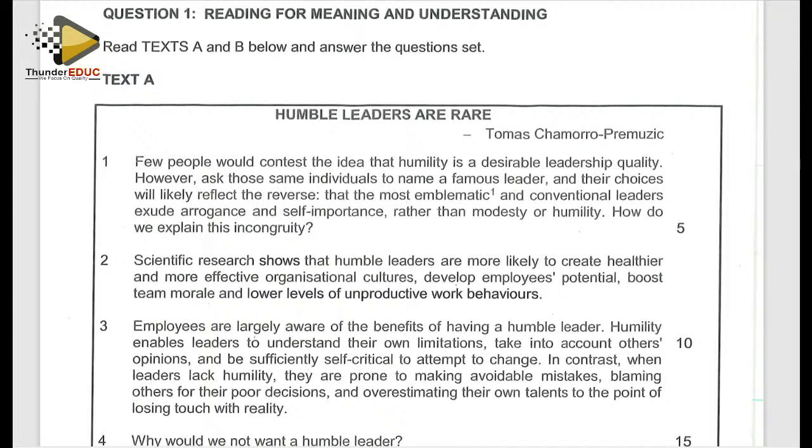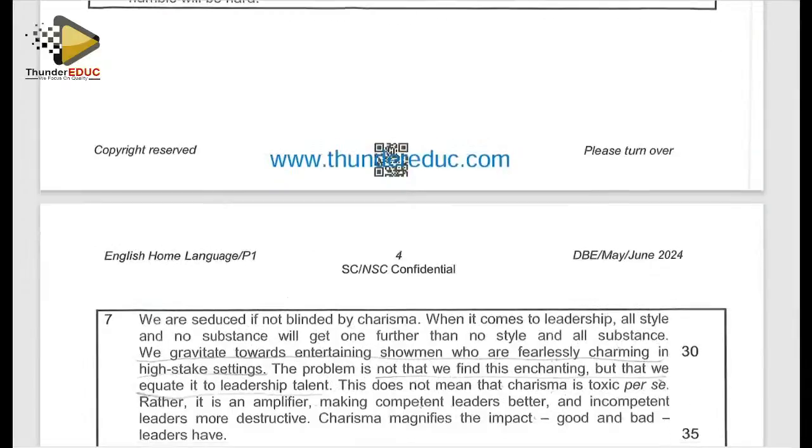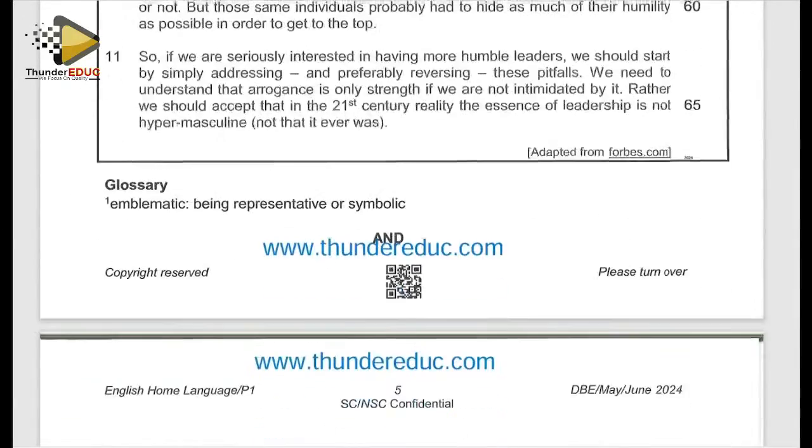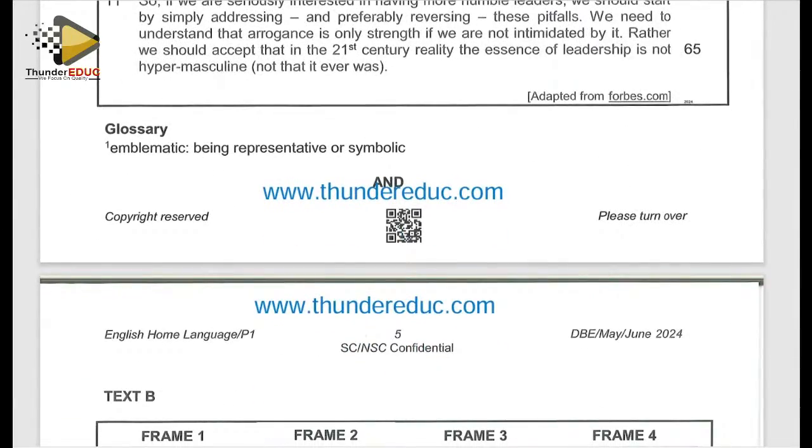Few people contest the idea that humility is a desirable leadership quality. However, ask those same individuals to name a famous leader, and their choices will likely reflect the reverse, that the most emblematic and conventional leaders exude arrogance and self-importance rather than modesty or humility. How do we explain this incongruity? Let's go to our first questions that were based on our paragraph 1 as we were opening the comprehension. Our first question said that emblematic, according to the glossary, is being representative or symbolic.